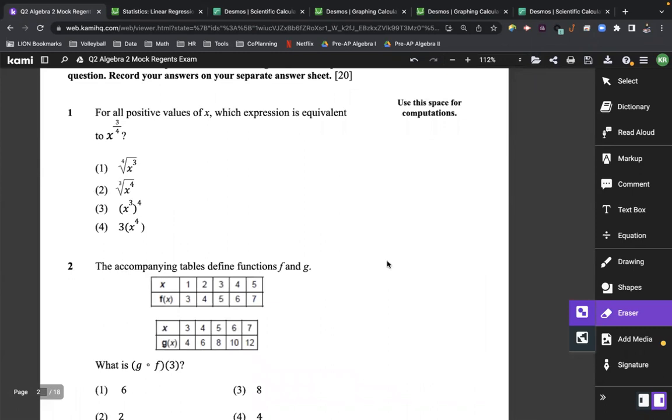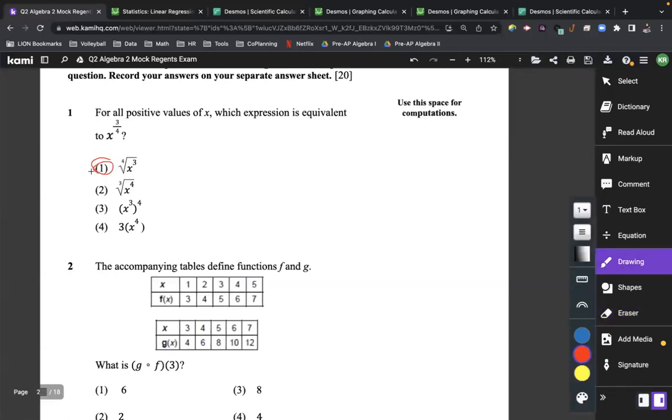When converting exponents out of fractions, there are two major rules you have to remember. The top number stays on the inside of the radical, and the bottom number stays on the outside of the radical. With those two rules in place, the correct answer is actually number 1. Actually, let me get my drawing tool out. Sorry about that. Number 1.